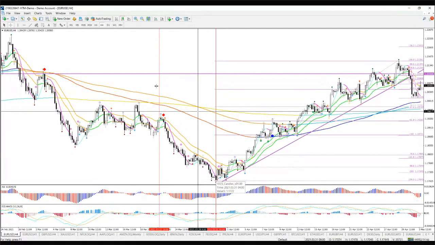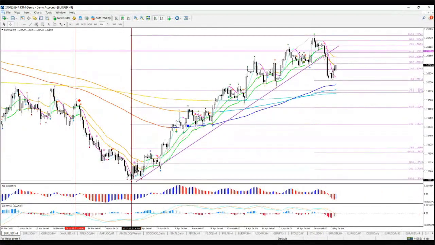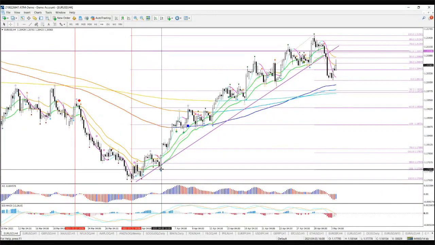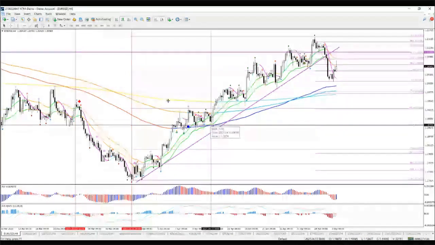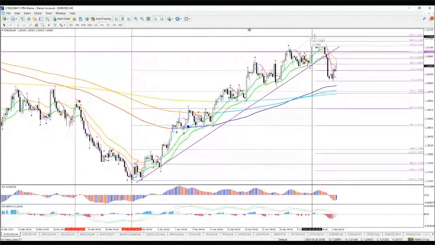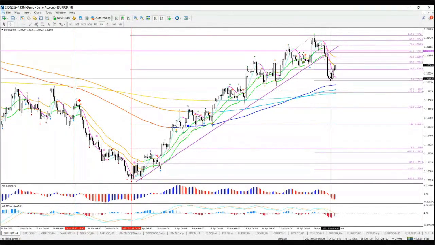Then we get an uptrend, and we have a wave 1 bullish impulse, wave 2 bearish correction, wave 3 bullish impulse, wave 4 bearish correction, and wave 5 bullish impulse, because we're in an uptrend. Now we're expecting an ABC down. We have a bearish wave A impulse.